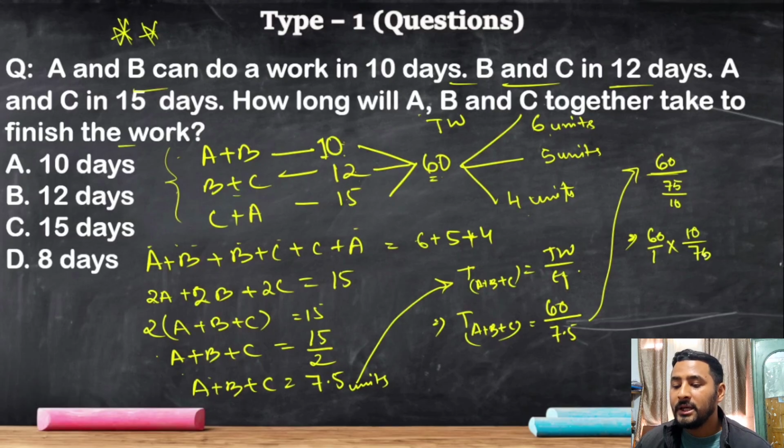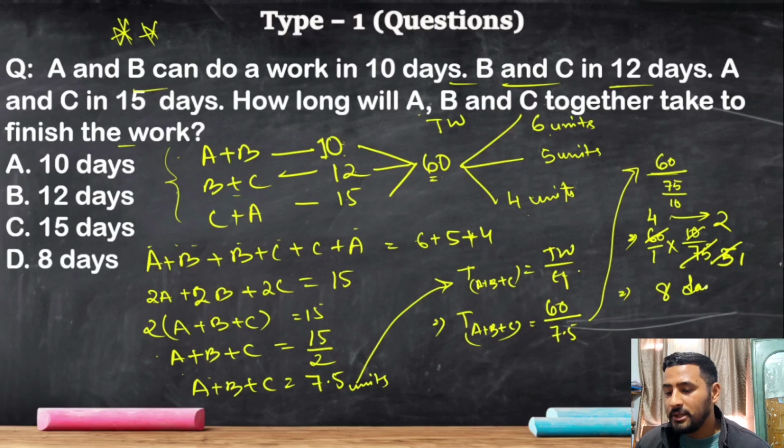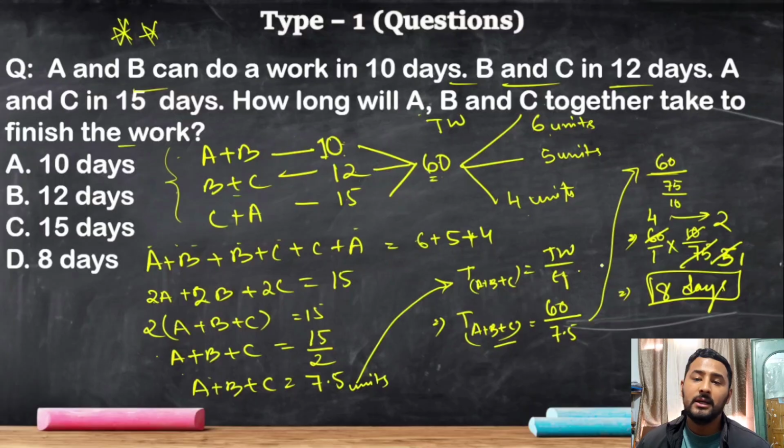75. Now we can cancel. 15 into 5 is 75. 15 into 4 is 60. Then 5 1s are 5, 5 2s are 10. Multiply 4 into 2 will be how much? 4 into 2 will be 8. So they are taking how many days? A plus B plus C, they are taking 8 days to complete the given work. So how many days? 8 days. I hope this is clear.